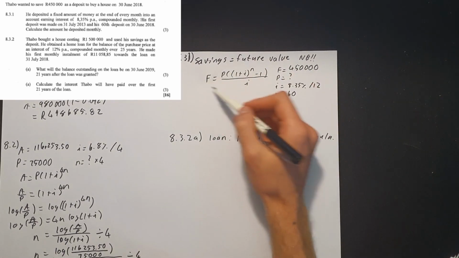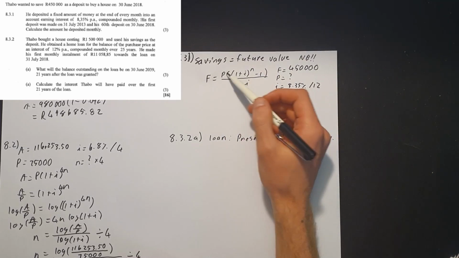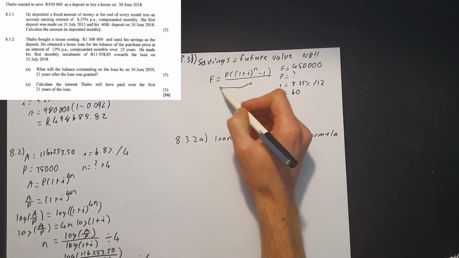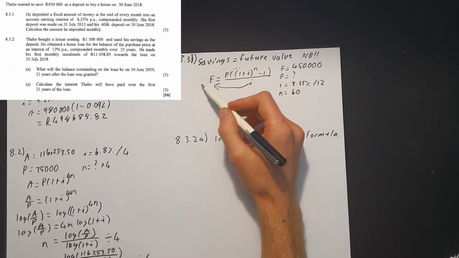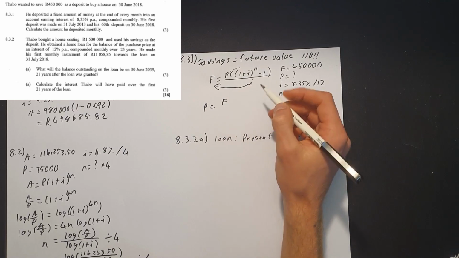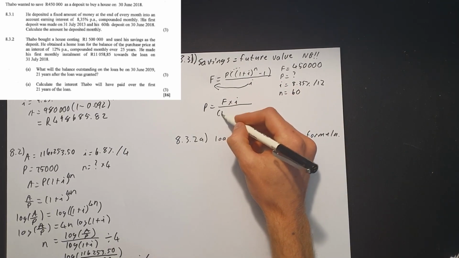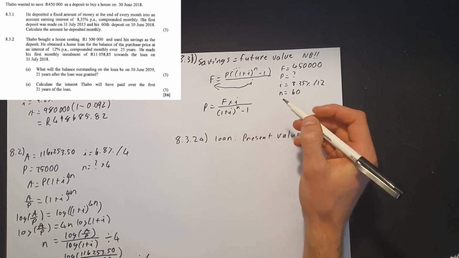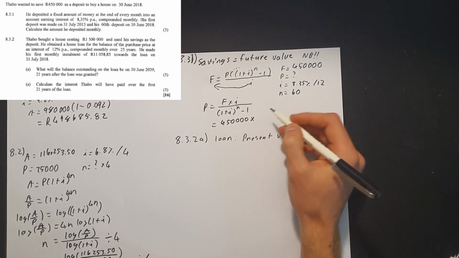Now that we have our future value formula over here, we need to find P. So we can manipulate the formula to get P on its own. We're going to multiply that side, and then divide by this entire bracket on the left hand side. So we're going to have P equals future value multiplied by interest, divided by (1 plus I) to the power of n minus 1. If we substitute everything in there, we're going to have 450,000 multiplied by our interest, which is compounded.